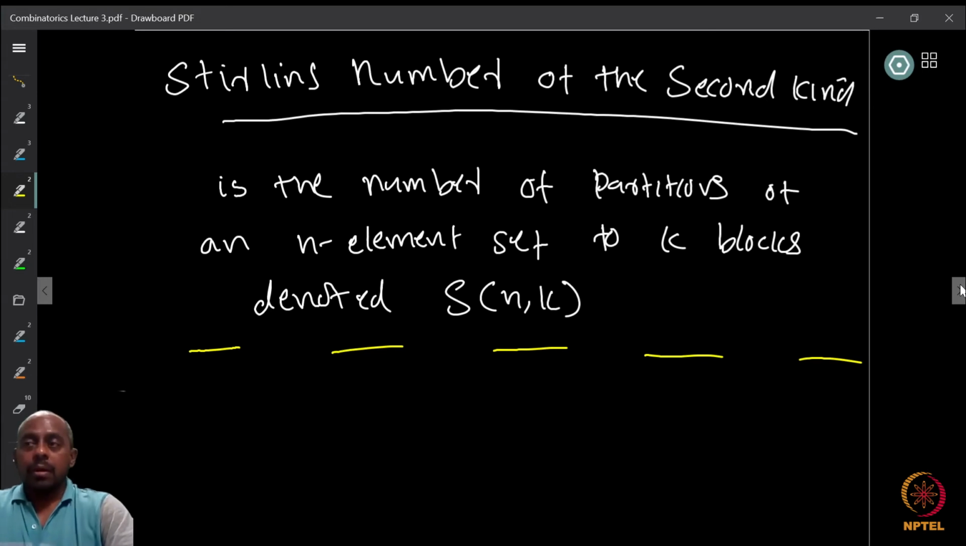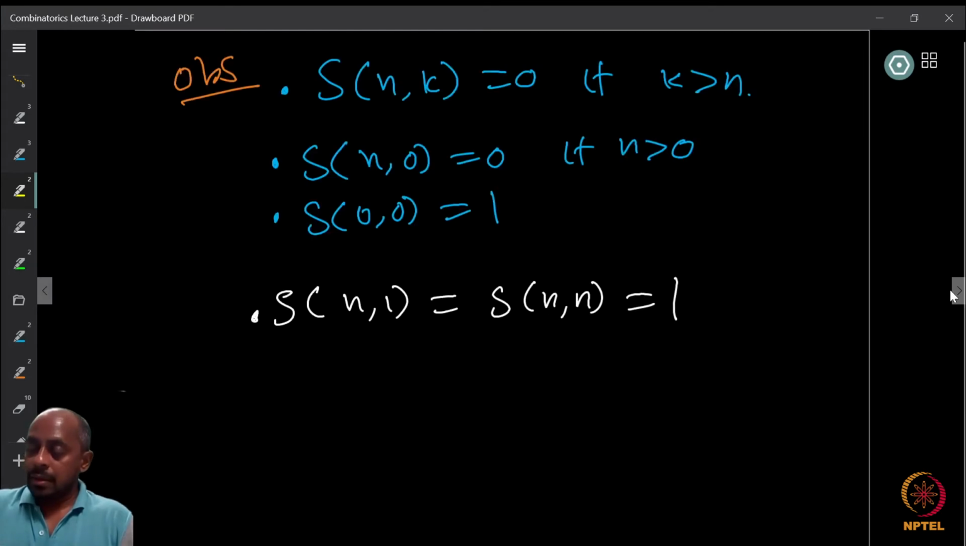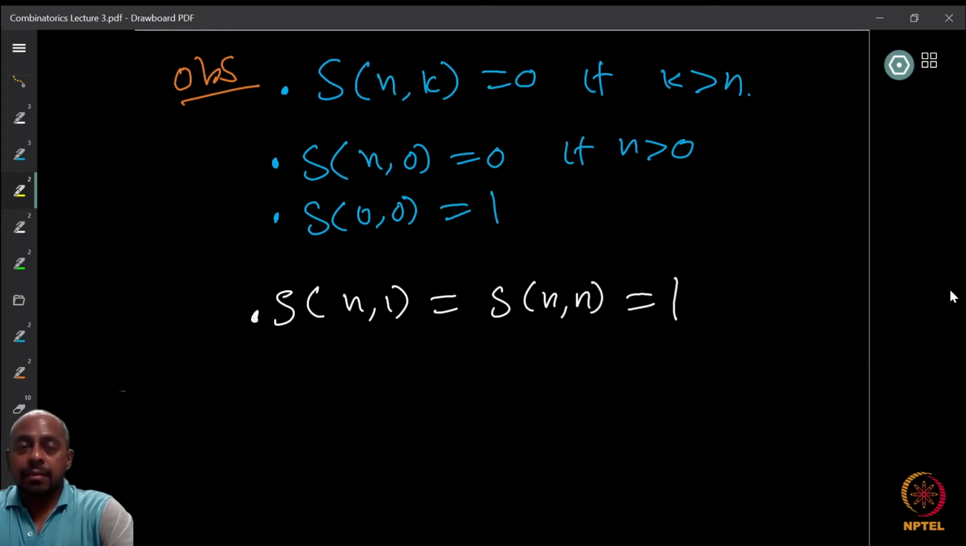Now, how do you find S(n,k)? Can you find a formula for S(n,k), or can you find a way to compute S(n,k)? These are some interesting questions one can ask. So I want you to think about these questions. And here are some observations. S(n,k) is 0 if k is greater than n. That is very clear. And S(n,0) is 0 if n is greater than 0. That is also kind of clear why.